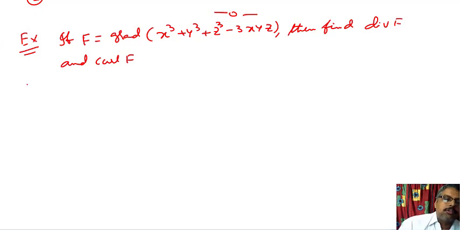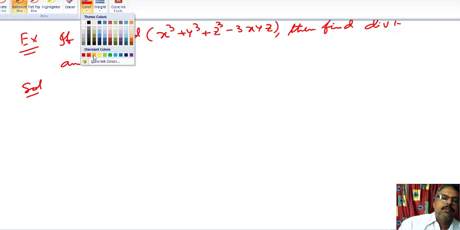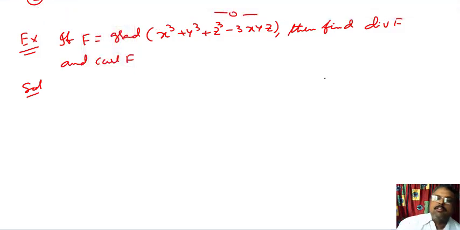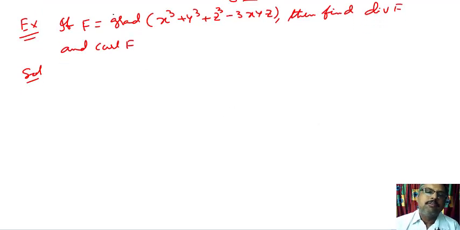Now what is the solution? Listen carefully, this is a most important question. This problem contains all the three concepts. Now observe. In this problem, first what is F? F equals the gradient of x cube plus y cube plus z cube minus 3xyz. First, if you find the gradient, then you will get capital F. After finding the capital F, find the divergence of F and curl F. In the same problem, we will find gradient, divergence and also curl F.